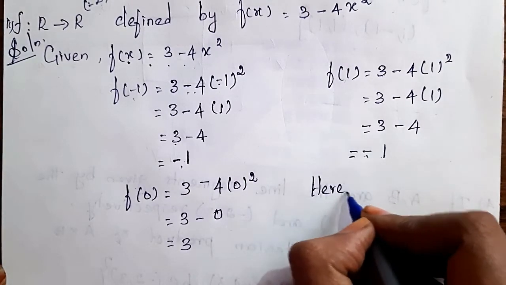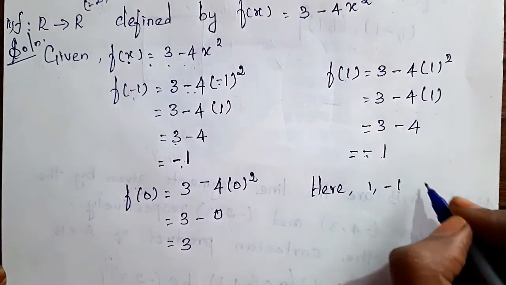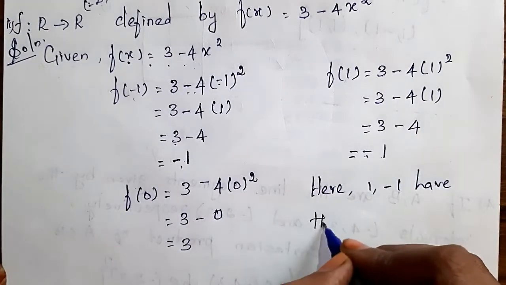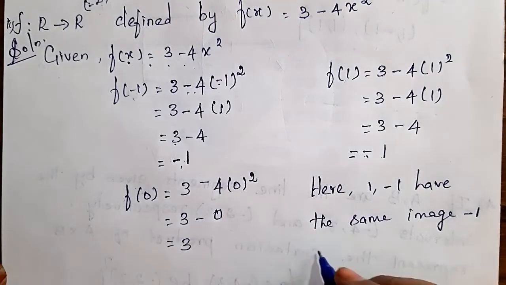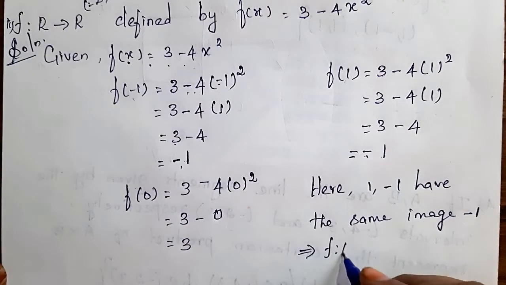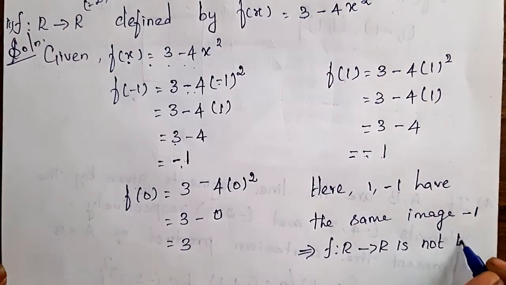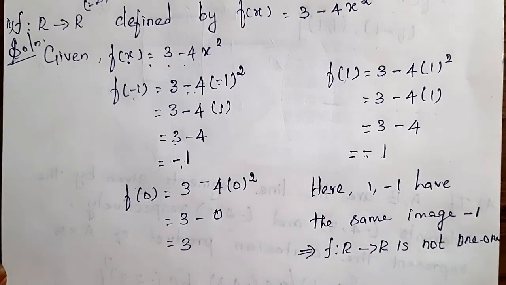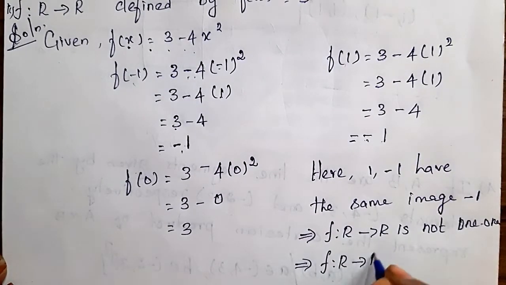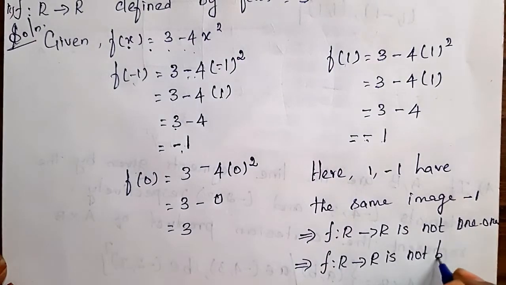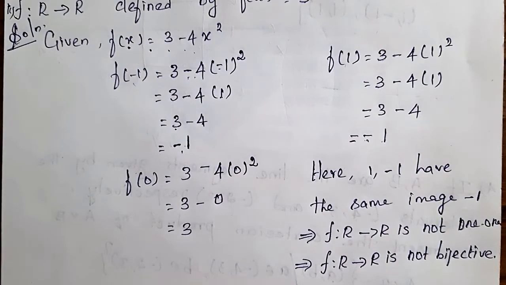Here 1 comma minus 1 have the same image minus 1. So that implies f from R to R is not one-to-one. So if it is not one-to-one, f from R to R is not bijective. Okay, here we proved it is not a bijective function.